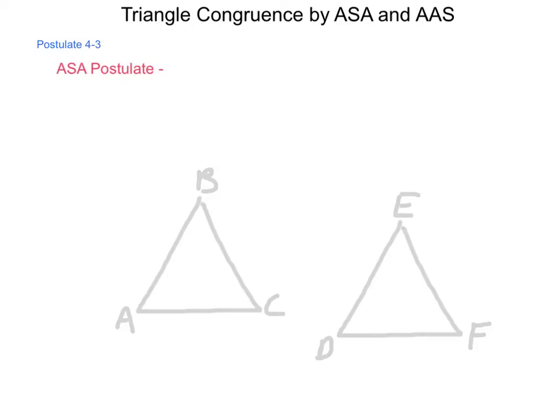In our last lesson, we studied triangle congruence by the side, side, side and side, angle, side postulates. In this lesson, we're going to look at two others, and those are side, angle, side and angle, angle, side. So let's begin with postulate 4.3, which is our side, angle, side postulate.